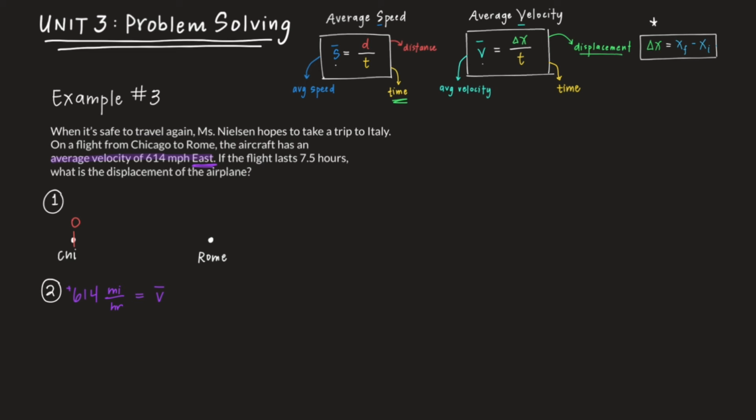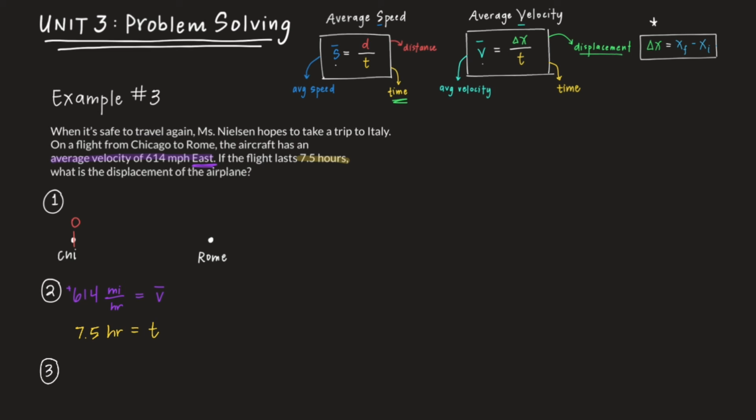That's my average velocity. I also know in the problem that the flight lasts 7.5 hours. So 7.5 hours, that is a time unit. So that's my time for the problem. So I'm going to write down 7.5 hours is equal to my time. Those are the only two numbers I'm given in the problem.